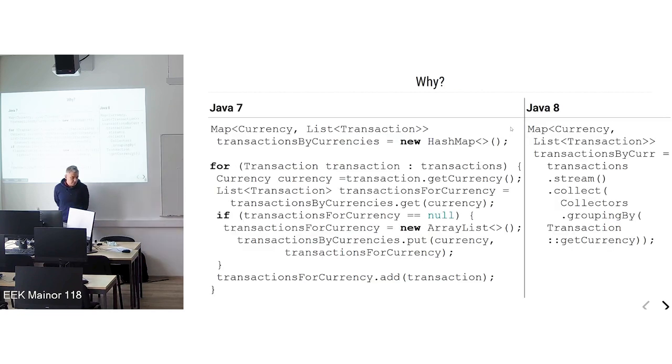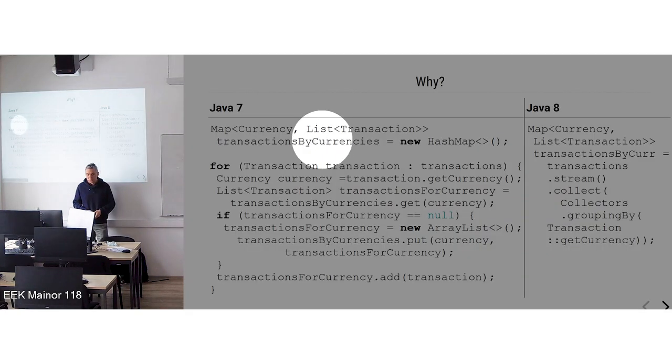Not only this, it's way more concise. Please look on the left and look on the right. This is the code that makes the same thing. Like what? We have a list of transactions of different currency, and we want to get it collected into a map so that keys are currency and values are lists of transactions with this currency. So we want to group elements by currency.